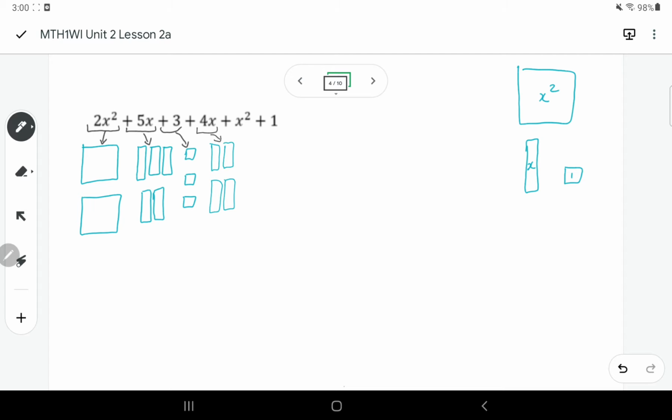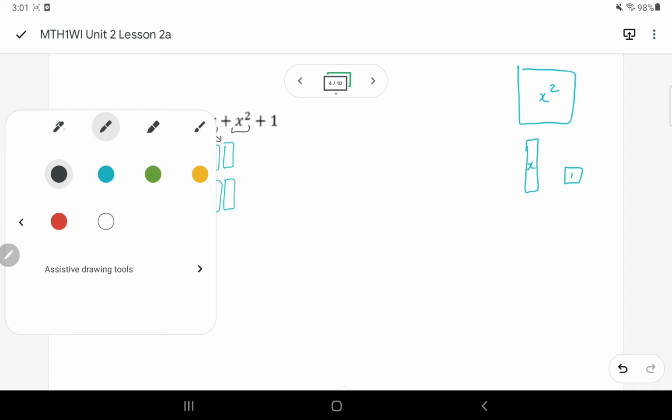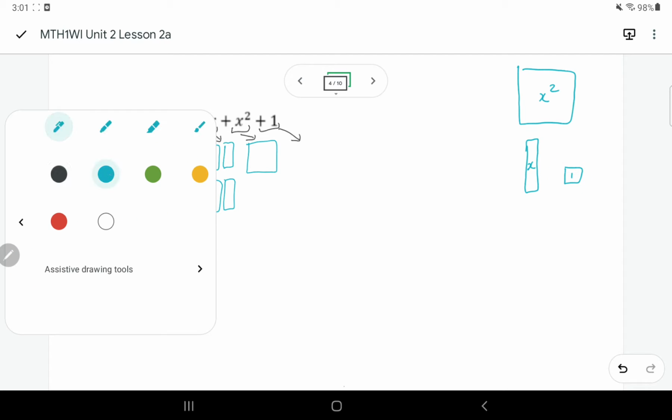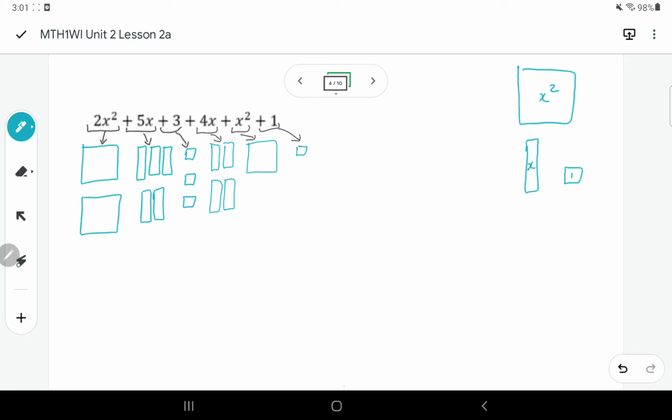Then the next thing I have is plus x squared. So just one of those. I don't have a counted number of them, just one. So I will draw my x squared. So that's the big block. And then I have plus 1. And remember, that's just the little squares. So I'll add that in as well.